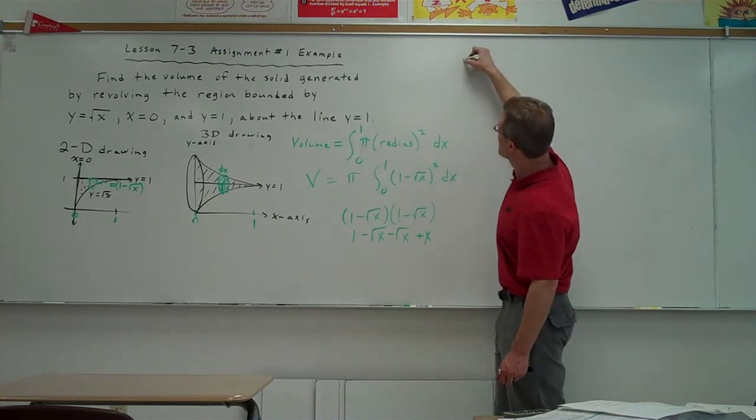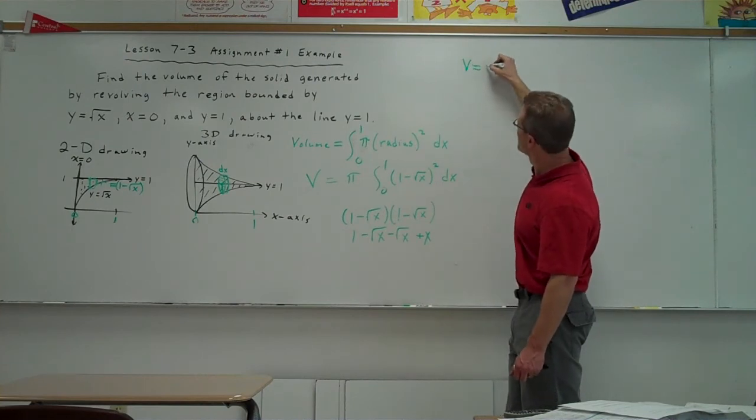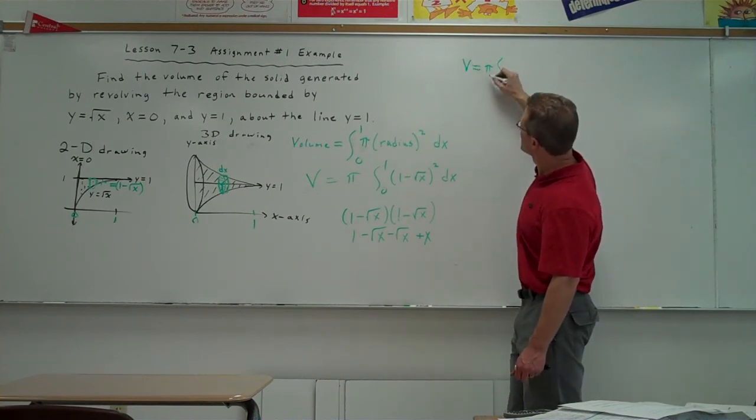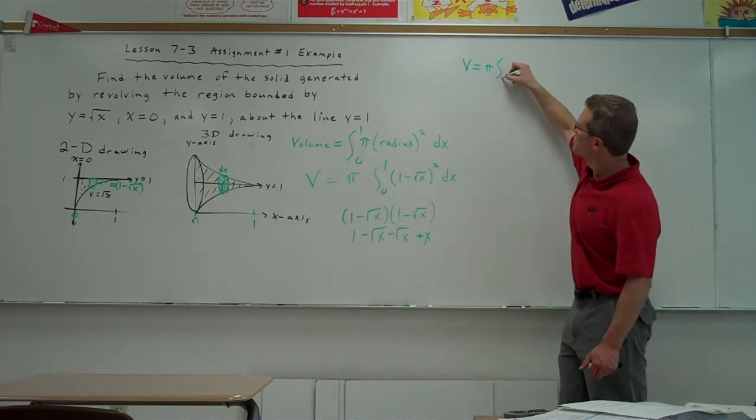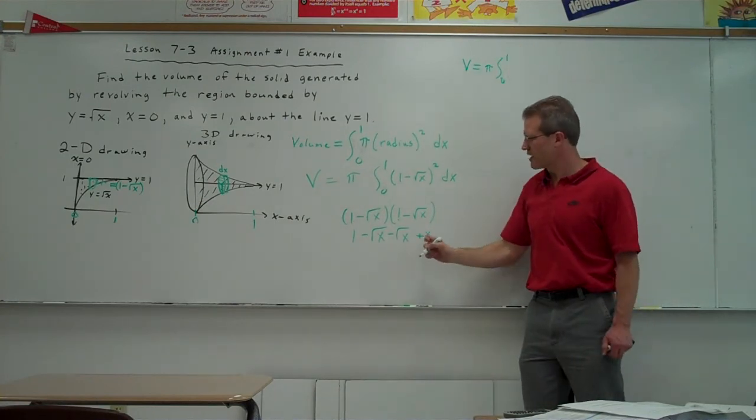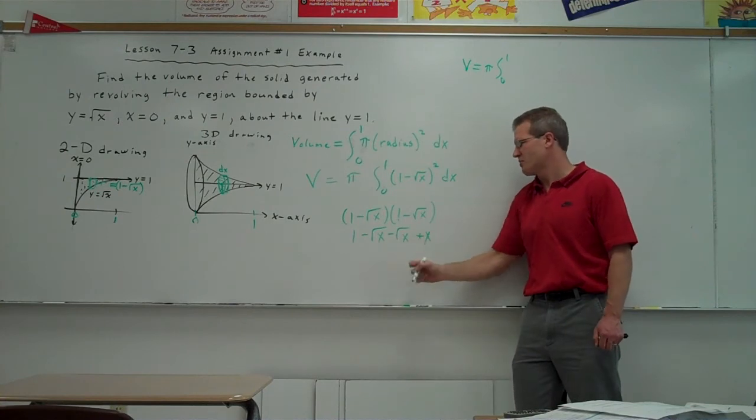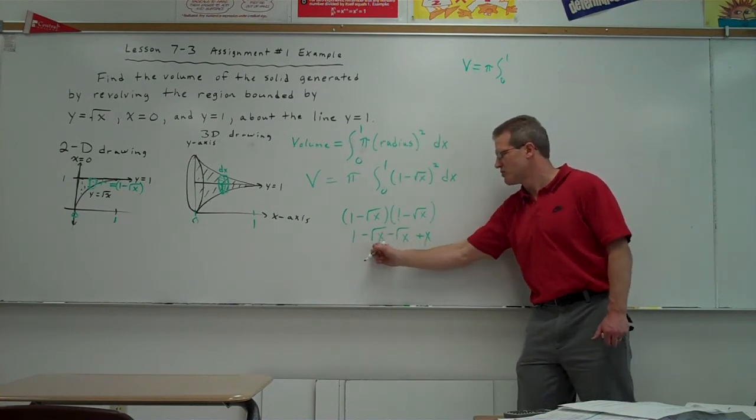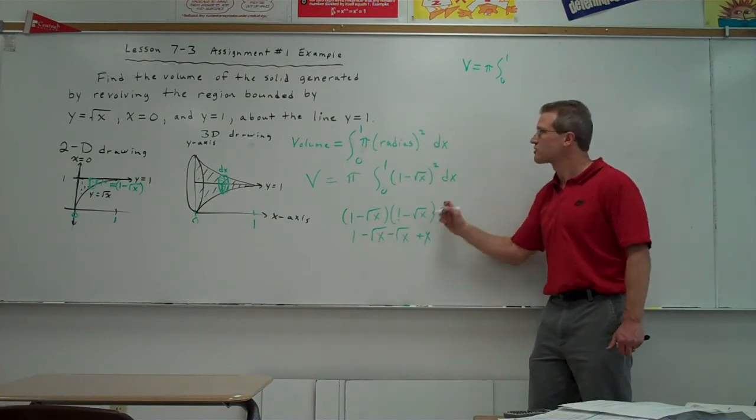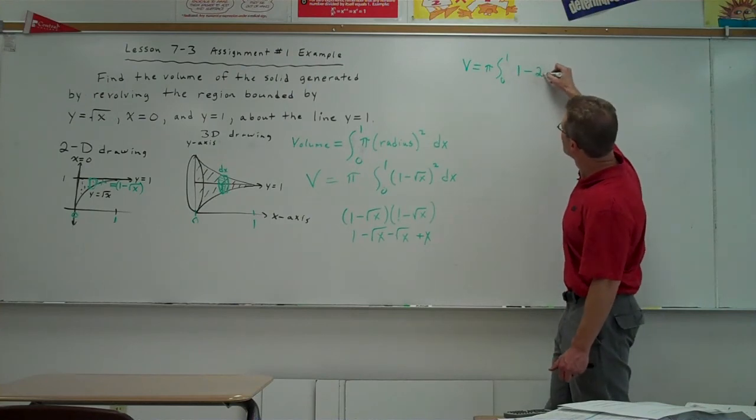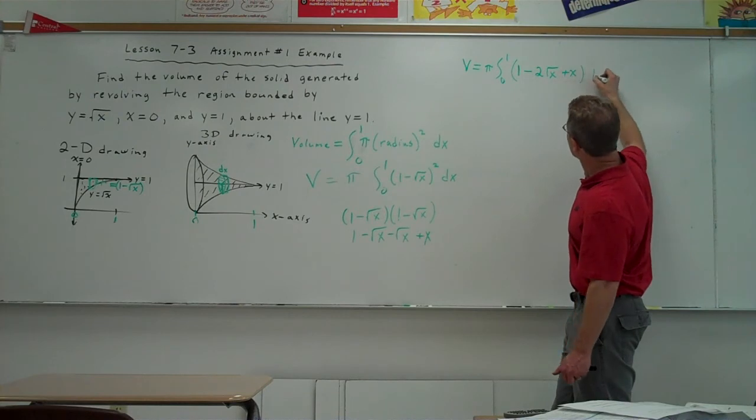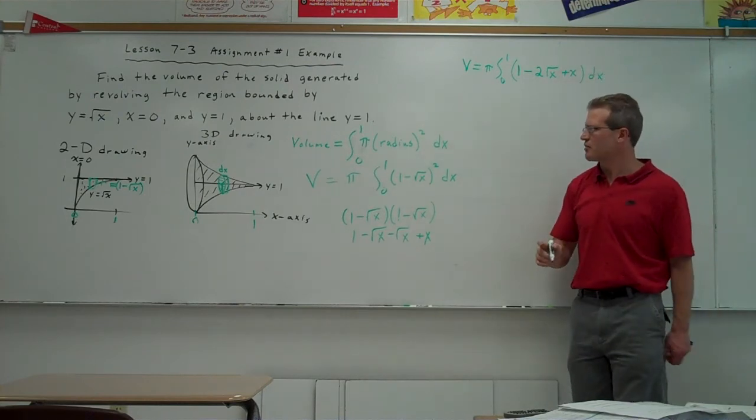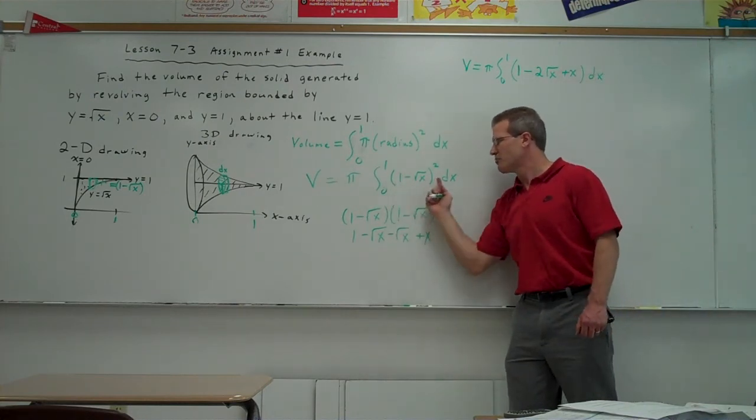So I'm going to rewrite this up here. Volume equals pi times the integral. That's an equal sign, not an approximate equal sign. From 0 to 1. And here's my integral: 1 minus 2 square roots of x plus x, all times dx. Now, if you were going to evaluate this using a calculator, you would just go ahead and type it in as is.